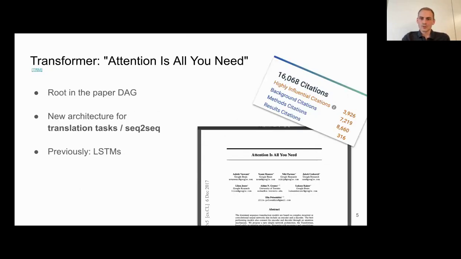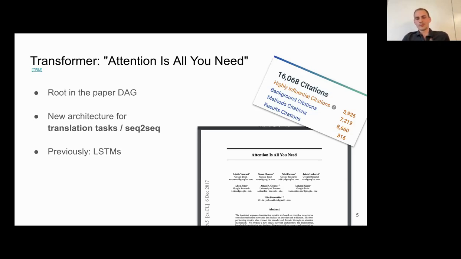Okay, so the root node in this paper deck is the transformer paper, the Attention Is All You Need paper, and it has over 16,000 citations by now, which makes it probably one of the most influential deep learning papers ever published. And what it did essentially was propose a new architecture for sequence-to-sequence modeling, more specifically for translation tasks. It was developed by Google Brain. The first author is Vaswani.